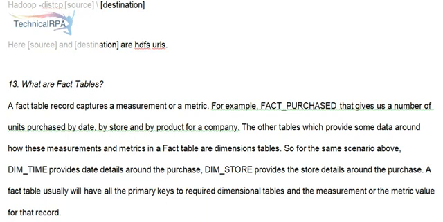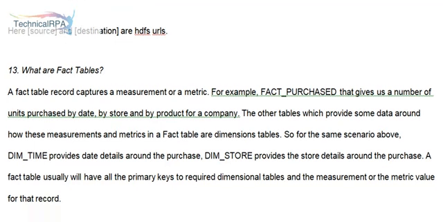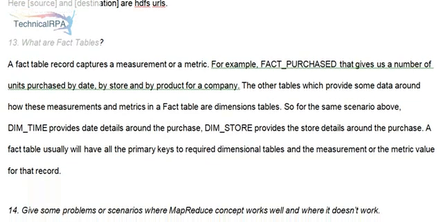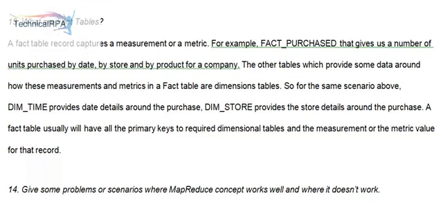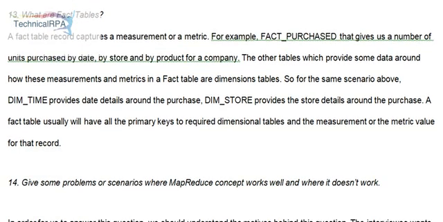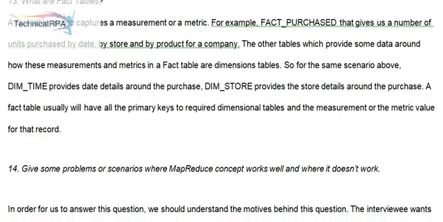The other tables which provide some data around how these measurements and metrics in a fact table are dimension tables. So for the same scenario above, dim_time provides date details around the purchase. dim_store provides the store details around the purchase. A fact table usually will have all the primary keys to required dimensional tables and the measurement or the metric value for that record.